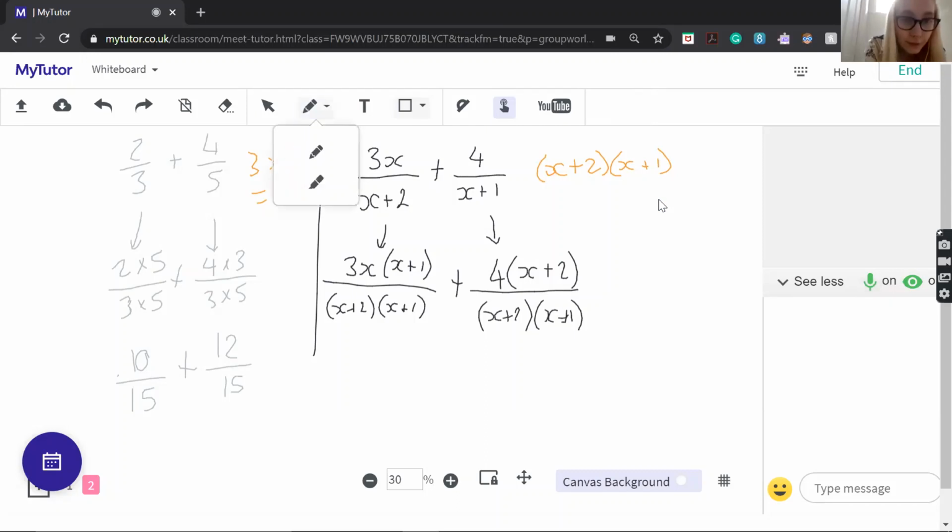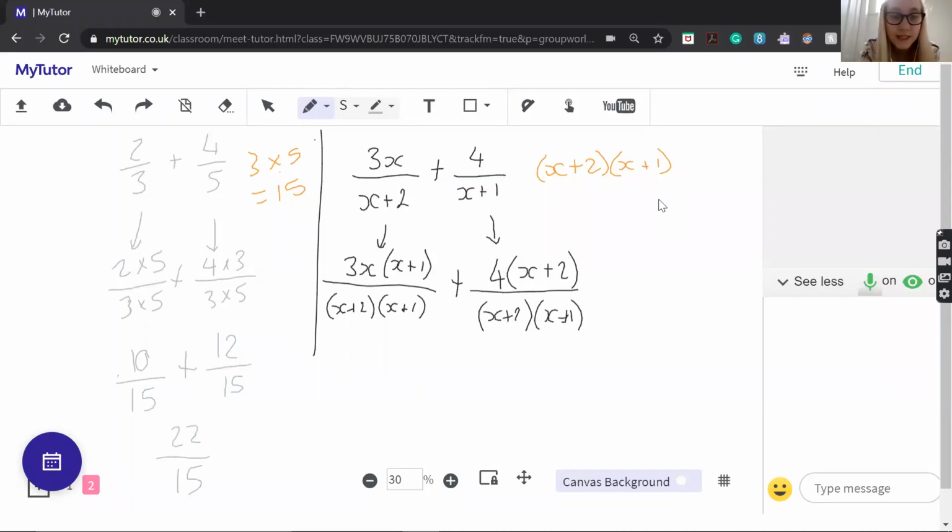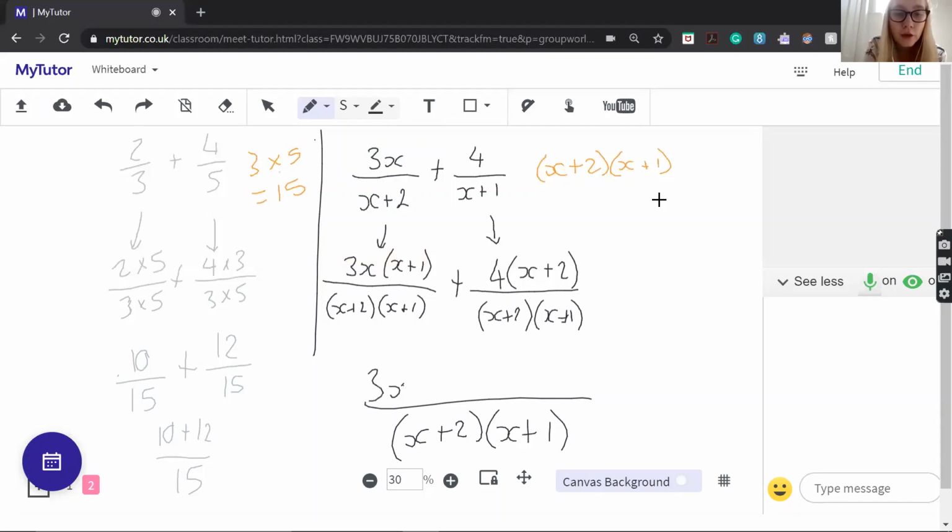And now, if we had this one, we just write them both over 15, right? And you just add the tops. So we would have no problem in writing this as 22 over 15. I'm actually going to write it as 10 plus 12 over 15, just to do it in even fewer steps, really breaking it down. And that's exactly what we're going to do here. We're going to write it as one thing over x plus 2, x plus 1. And that one thing is just going to be 3x lots of x plus 1 plus 4 lots of x plus 2.